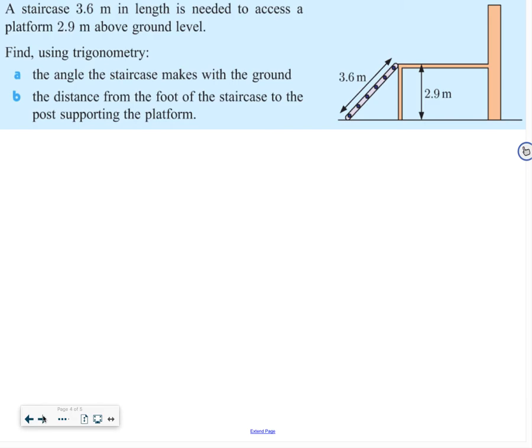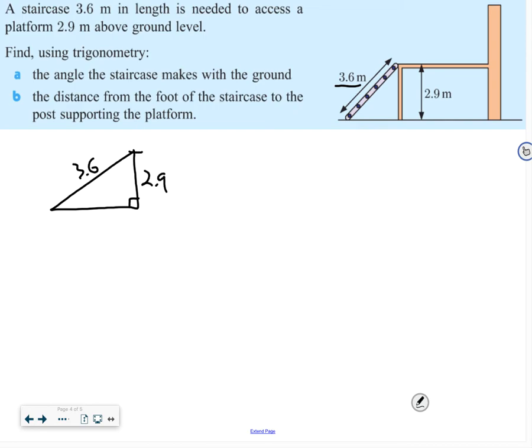Another example here. For this example, we're looking at a staircase. A staircase 3.6 meters in length is needed to access a platform 2.9 meters above the ground. Find, using trigonometry, the angle the staircase makes with the ground and the distance from the foot of the staircase to the post supporting the platform. I'm going to redraw my picture here. This post is going to make a right angle here. You can see from my diagram that the staircase is 3.6 meters in length, and the platform has to get to a height of 2.9.